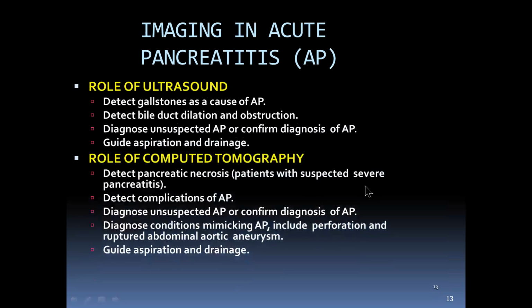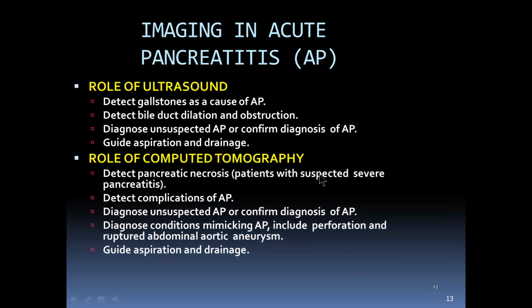What are the imaging modalities in acute pancreatitis? So the role of ultrasound in acute pancreatitis is to detect gallstone as a cause of acute pancreatitis. It is also helpful to detect bile duct dilatation and obstruction. It diagnoses unsuspected AP or confirms the diagnosis of AP and also guides aspiration and drainage.